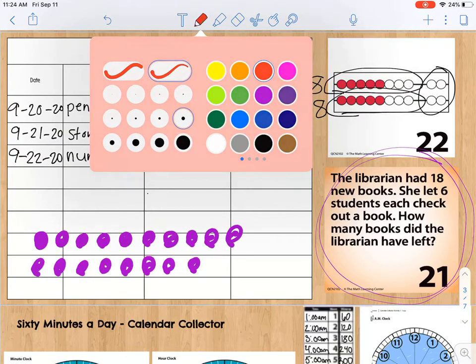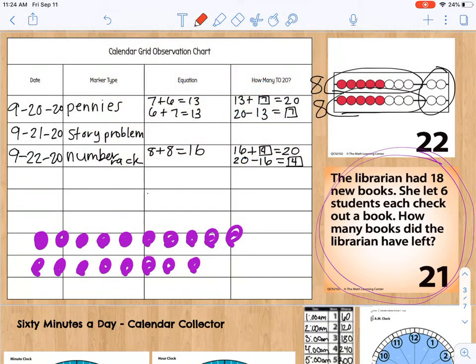Now, I know those aren't books, but we can pretend that they're books, right? It's like when we use Unifix cubes or beads on our number rack and we make them represent a real object. These circles represent the 18 new books that the librarian had. She let 6 students each check out a book. How many books did the librarian have left?